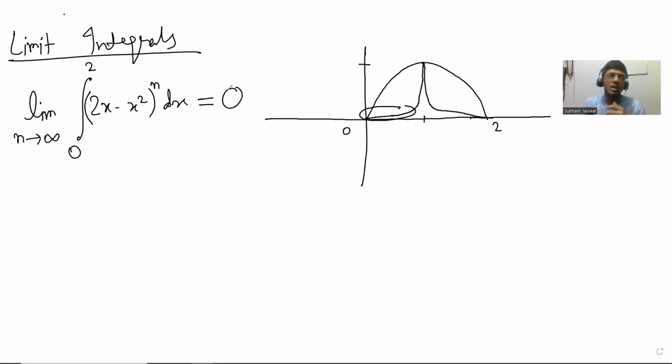But how do we prove this? Because integration has a definition in terms of limits, and it has some properties which are derived from the definition. We have to use them to get to this. Yeah. So let's just think about this.